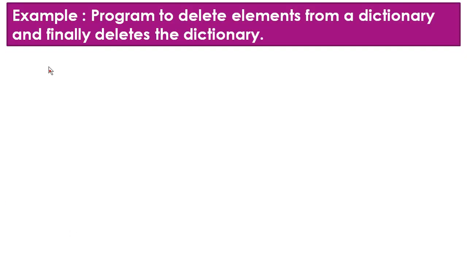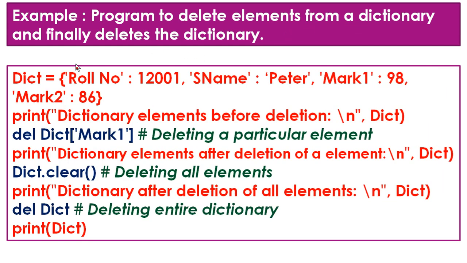Here is an example program to delete elements from a dictionary and finally delete the dictionary. The dictionary contains the values roll number, student name, marks 1 and marks 2. Print this dictionary by using this command, so we get the values of the entire dictionary. After that, we delete a single element, that is mark 1 only.